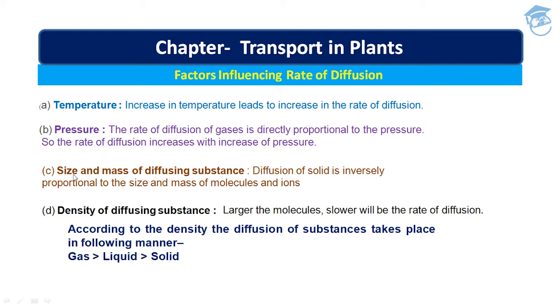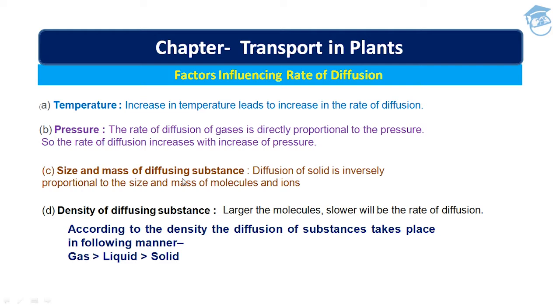Then we'll talk about the third factor, and that is the size and mass of the diffusing substance. Diffusion is inversely proportional to the size and the mass of a molecule or ion. That means if the size or the mass of a molecule is larger, then diffusion will be slower. And on the contrary, if the size and the mass of a molecule or ion is smaller, then diffusion will be rapid. So they are in inverse proportion with each other.